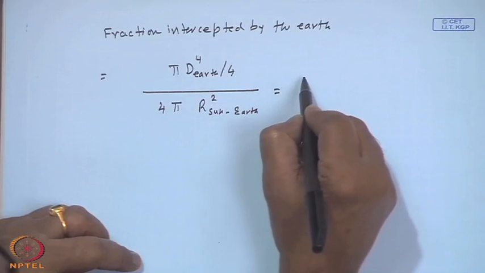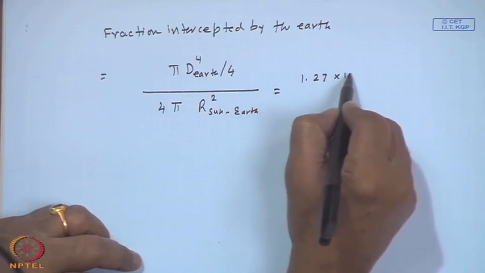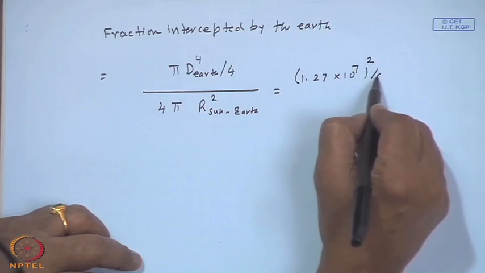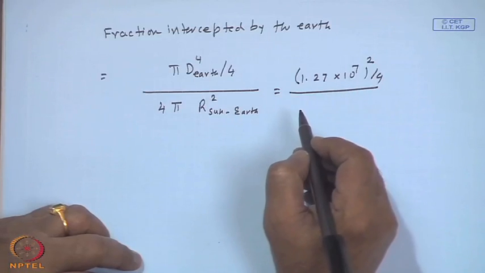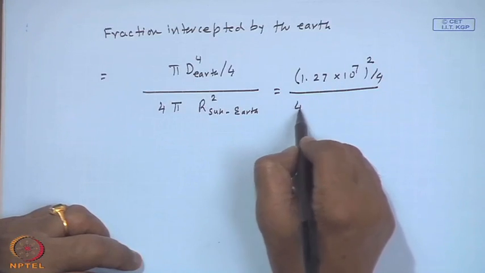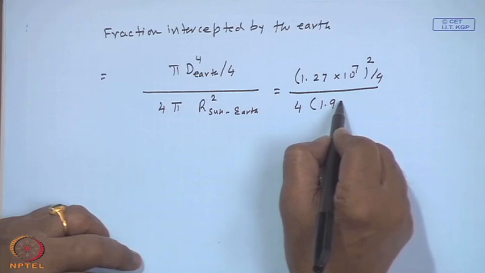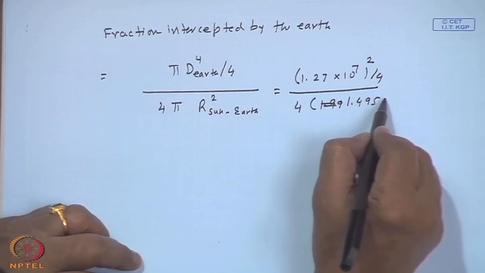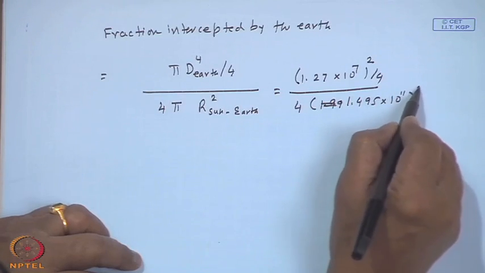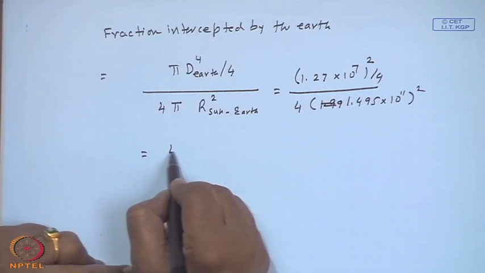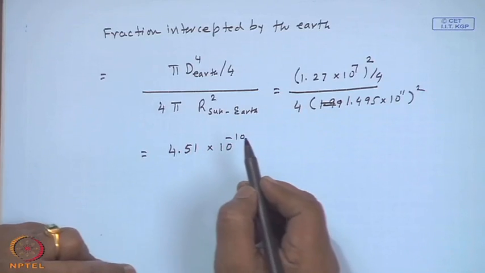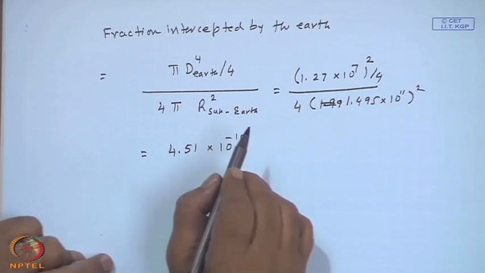So, this should be equal to 1.27 into 10 to the power 7 square by 4. So, pi and pi get cancelled, upon 4 times 1.495 10 to the power 11 whole squared. That should be equal to 4.51 times 10 to the power minus 10. So, it is a small fraction of the energy emitted by the sun that the earth captures.